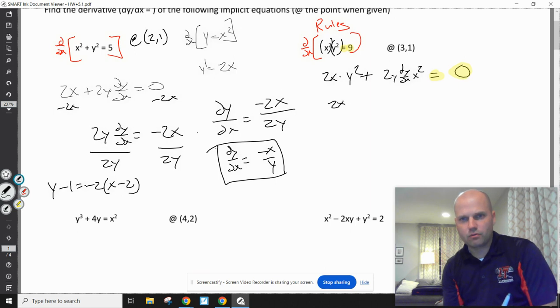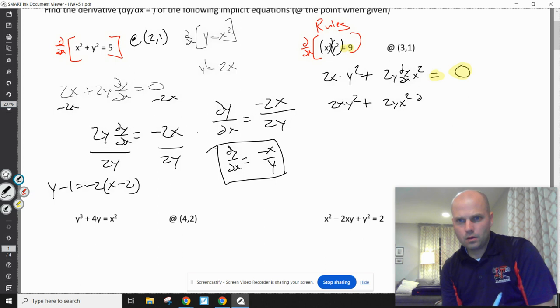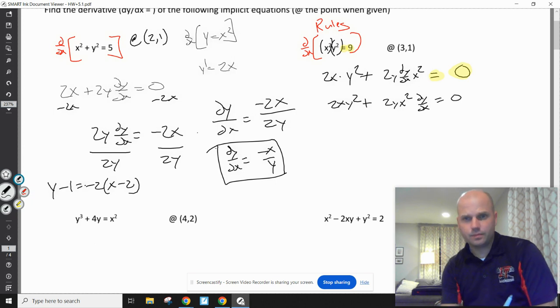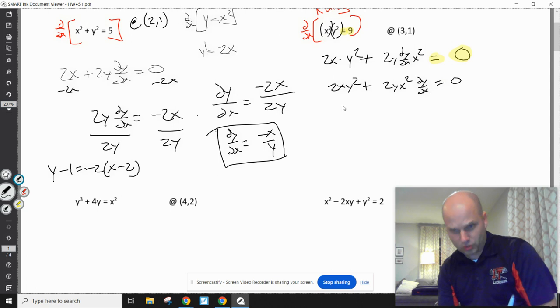If you'd like to, you could rewrite things so that the stuff is in front of the dy dx, but it is not required. You would then subtract 2xy squared from both sides.